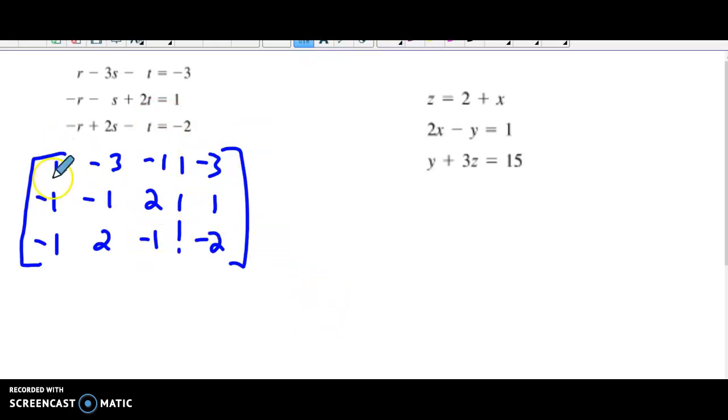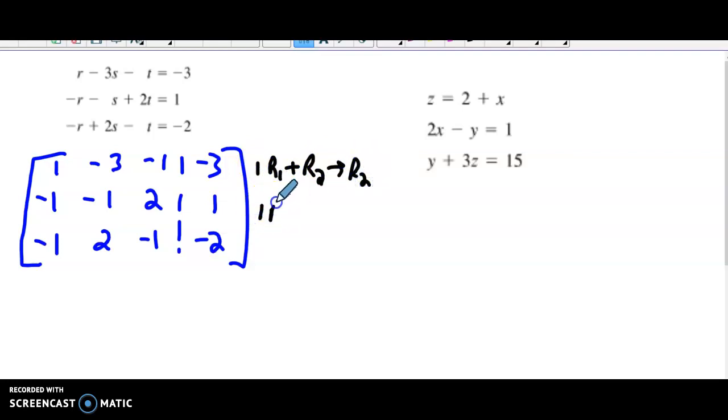Notice this is already 1, so that's fantastic. I have to make these zeros. I usually do that in one step, okay? Two different row operations, but one step. I'm going to take 1 times row 1 and add it to row 2. That'll be my new row 2.